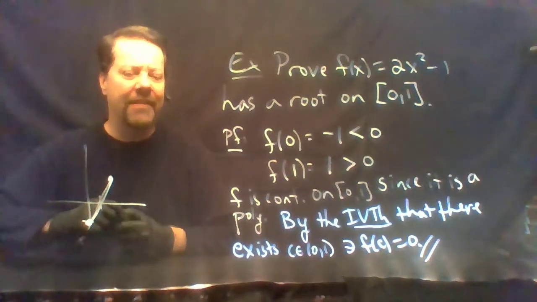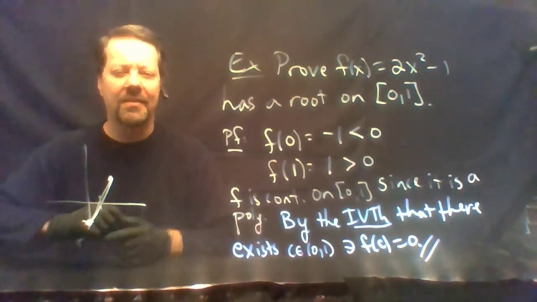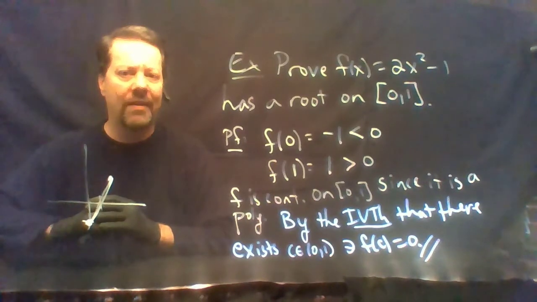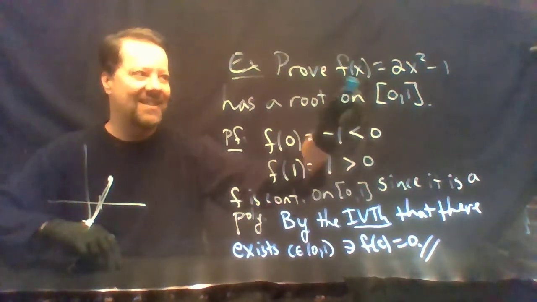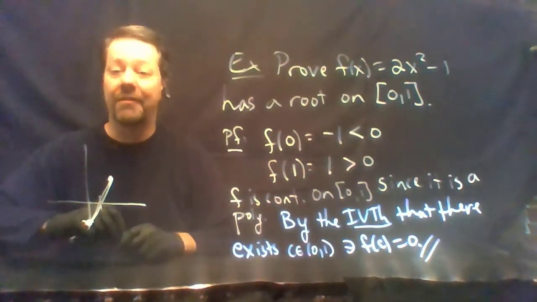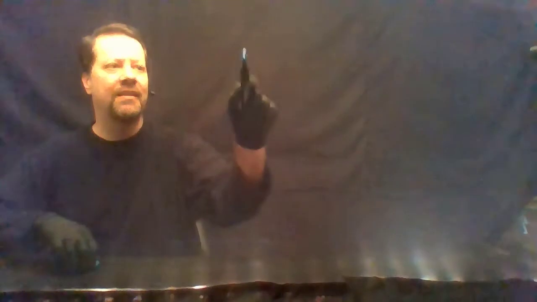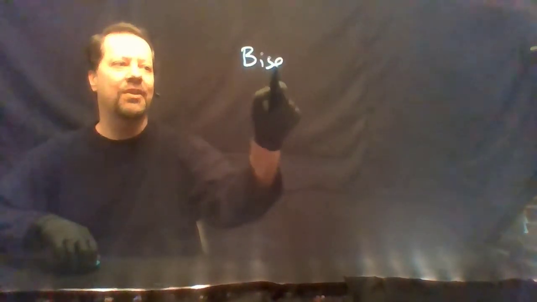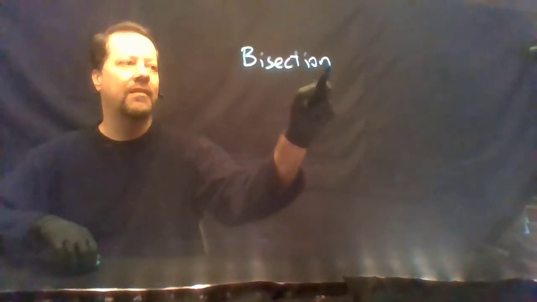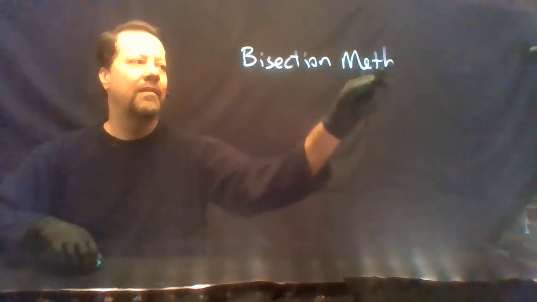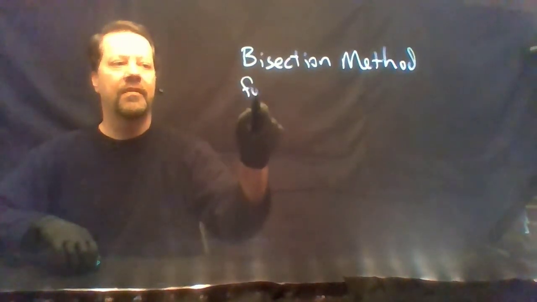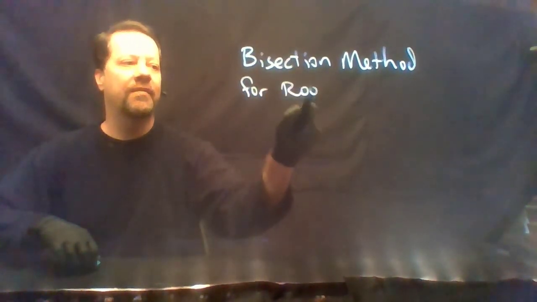The intermediate value theorem tells you the point exists. What it doesn't do is tell you where that point is. But setting this function equal to 0 and solving for x is simple enough. Another simple application of the intermediate value theorem is the bisection method for root finding.